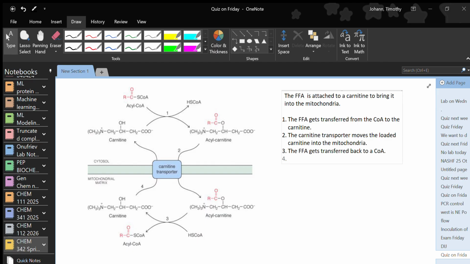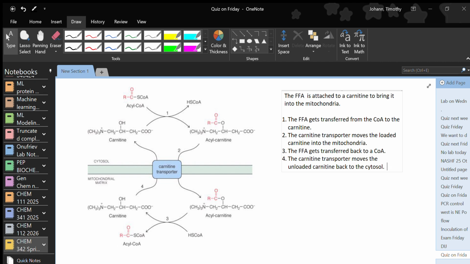Okay, and then finally, the carnitine transfer is going to move the carnitine back out into the cytosol. Moves the unloaded. All right, so this is how we're going to get those fatty acids in.